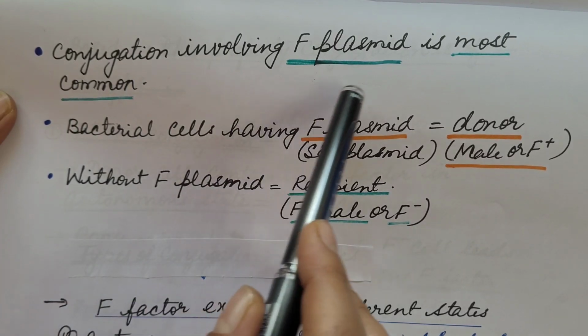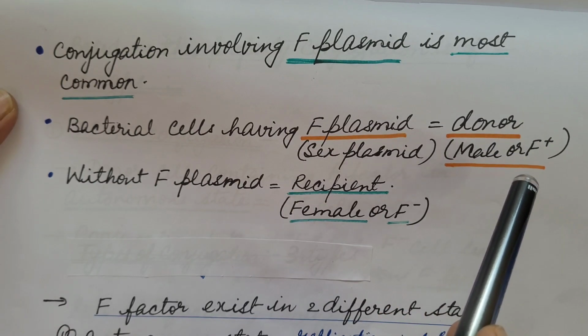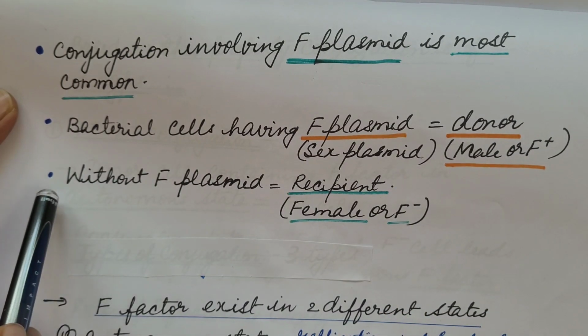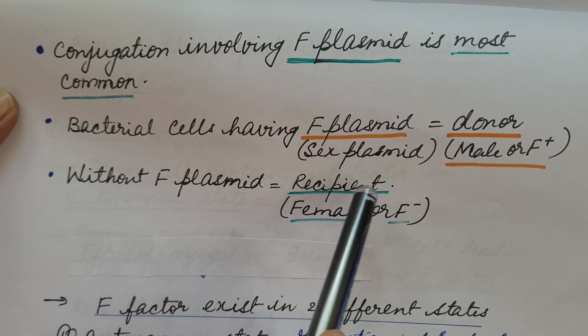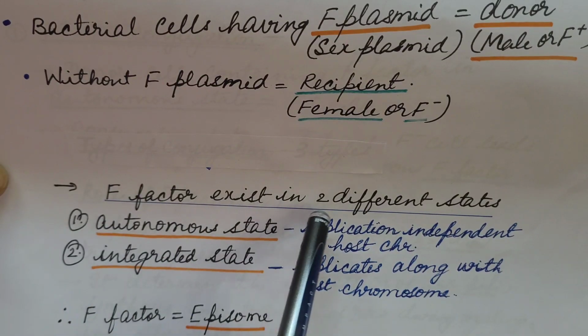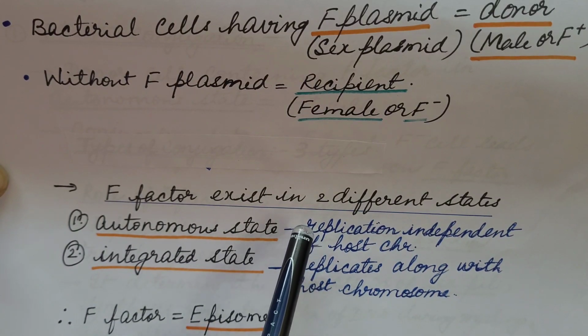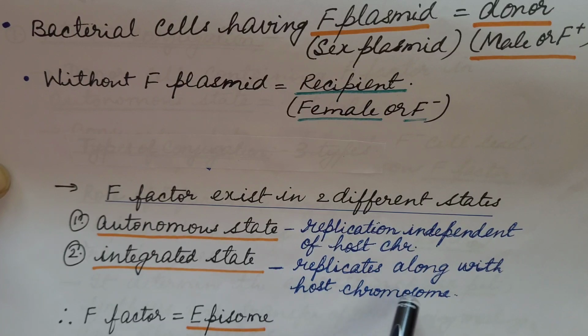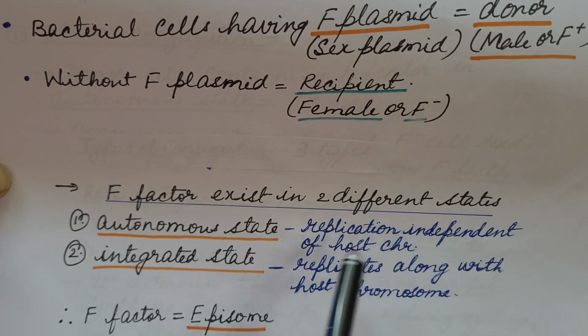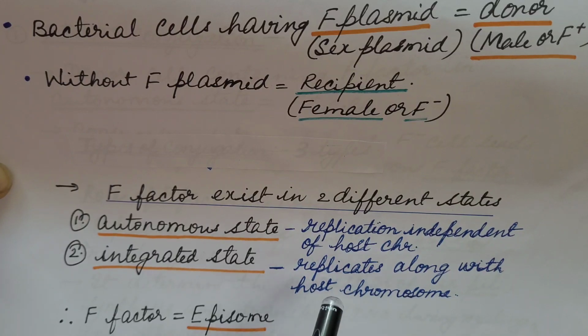Bacterial cells which have F plasmid, also known as sex plasmid, are known as donor, male or F plus cells. And those without F plasmid are known as recipient, female or F minus cells. F factor exists in two different states. Autonomous state, in which F plasmid is autonomous to the host chromosome and replicates independently of the host chromosome. Second is integrated state, in which F plasmid is integrated in the host chromosome and hence replicates along with the host chromosome.